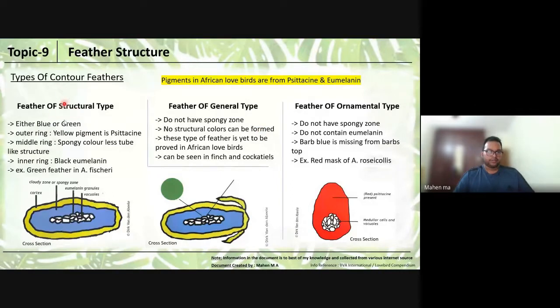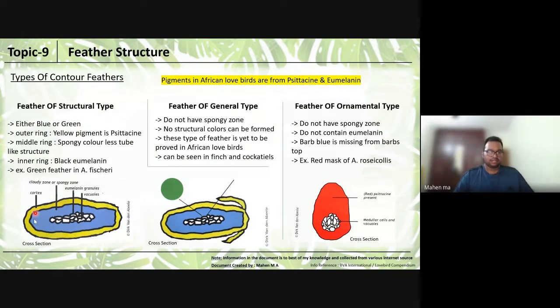As I told you, the contour feathers are classified into three types. The first one is the structural type. This is also very important, so keep this in your mind. The structural type contour feathers are basically blue or green. They will be available in either blue or green.